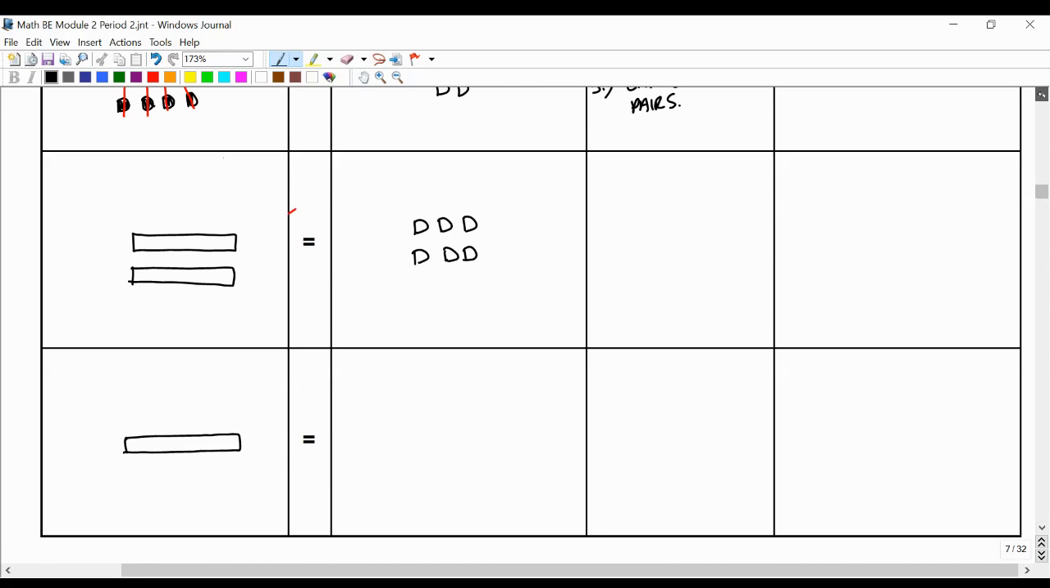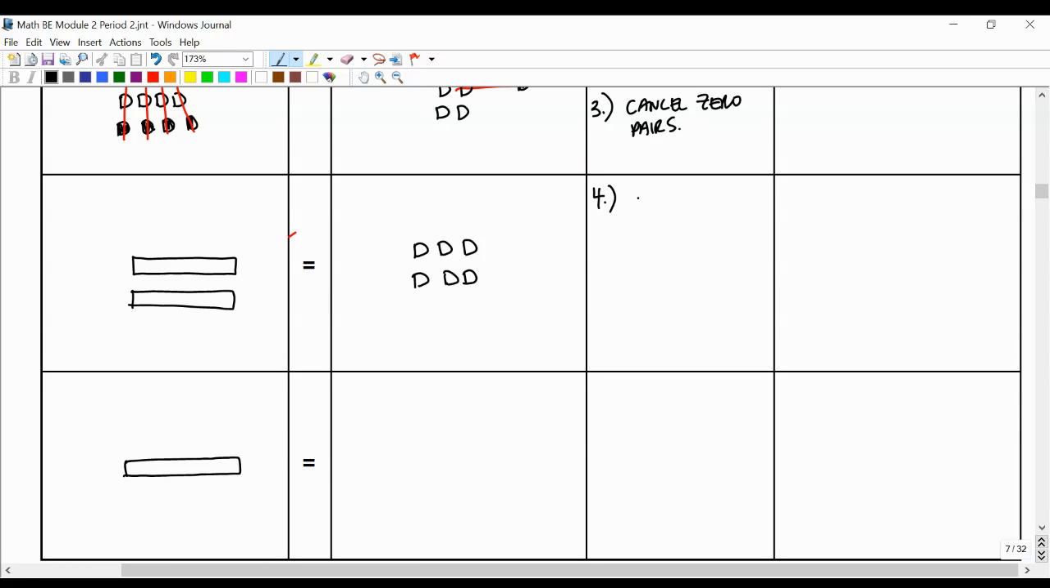And now this is step 4, and this is our make groups. So we're going to make some number of groups, and it's always based on the number of x tiles. So we're going to make 2 equal groups on both sides of the equal sign. So it's going to look like this. 2 equal groups, meaning, well, there's only 2 here, so each group gets 1. And then this side, 2 equal groups.